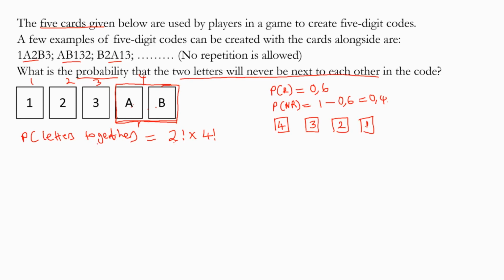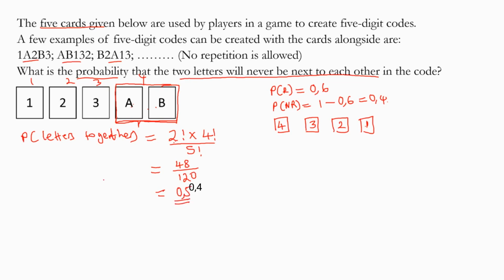But we're asked to find the probability. Remember that the total possible arrangements, we got when doing question 12A1, is 5 factorial. So this will be 2 factorial times 4 factorial over 5 factorial. 2 factorial times 4 factorial is 48, over 5 factorial, which is 120. And 48 divided by 120 is 0.4.